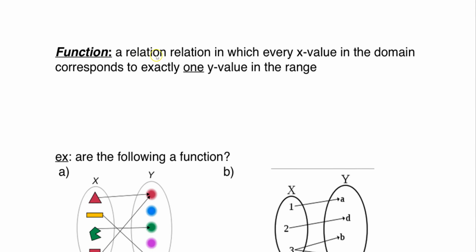Now let's talk about what makes a function. A function is a relation in which every x value in the domain corresponds to exactly one value in the range. Essentially that means all the x values are different. So all x values are unique.